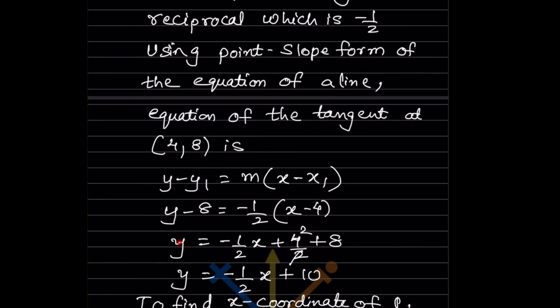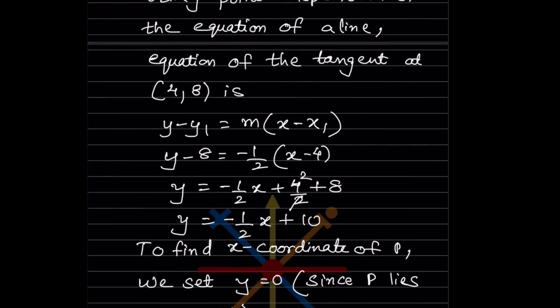So now what will you do here? When you expand this, you get y minus 8 is equal to minus 1 by 2x, and minus and minus becomes plus, so 1 by 2 into 4, that is going to be 4 by 2, which we can simplify to 2. And this minus 8 will go on the other side, that is going to be plus 8. So y is minus 1 by 2x, and this 2 plus 8 is going to be 10.